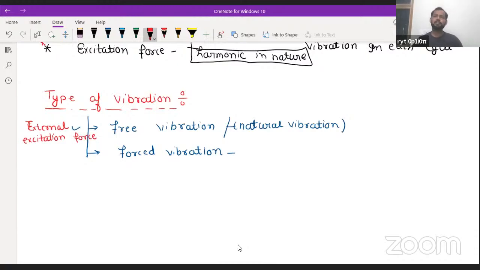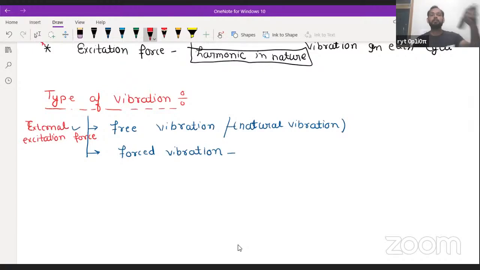But you will say, sir, you are saying that first our system will be displaced from its mean position, then obviously there will be a force. Definitely, when the system is displaced, the displacement always occurs corresponding to a force. But during the vibration, during to and fro motion about its mean position, if no external excitation force is acting on the system, then such type of vibration is known as free vibration.